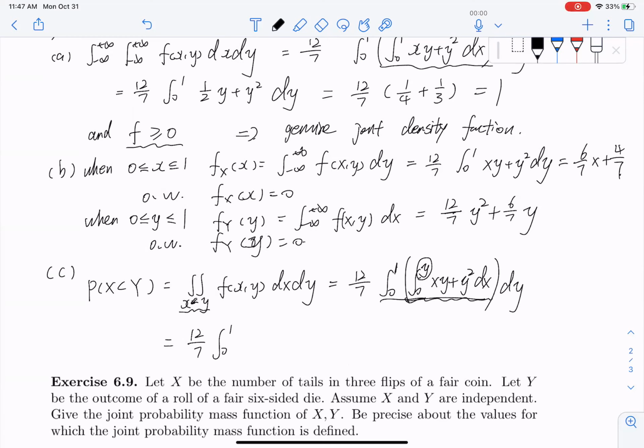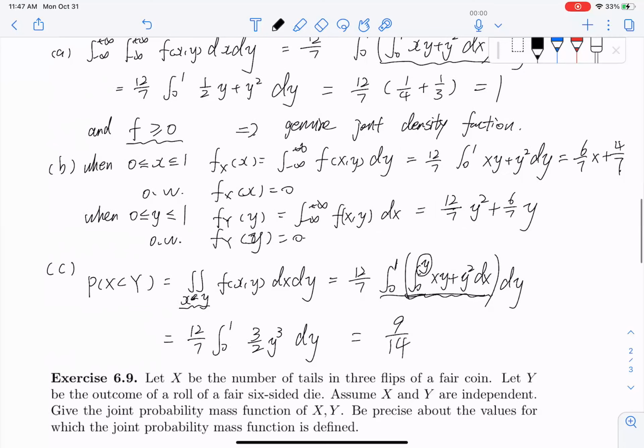So here we can get 3/2 y cubed dy. Okay, and then we do the integration for y, and it gives us 9/14 as the answer. So this is the probability of x less than y. Interesting.